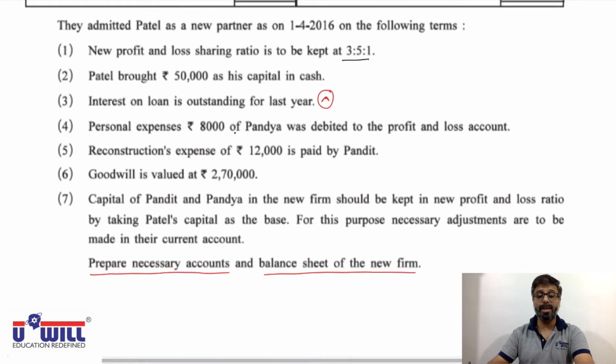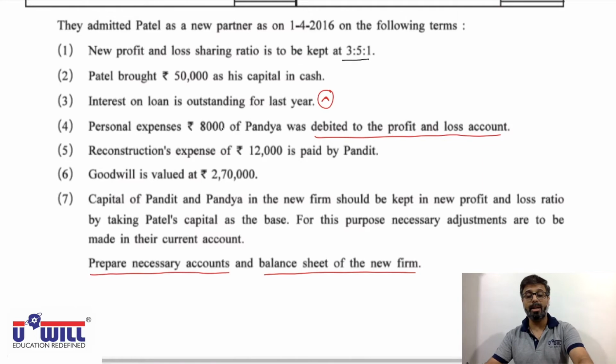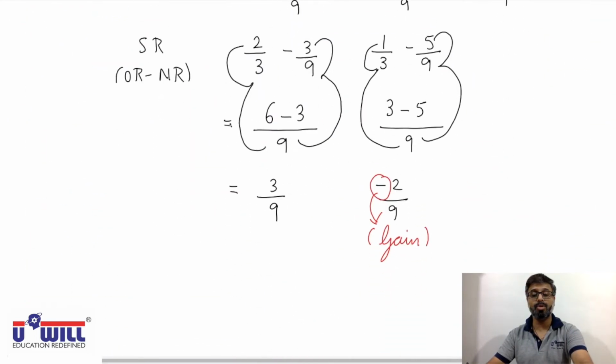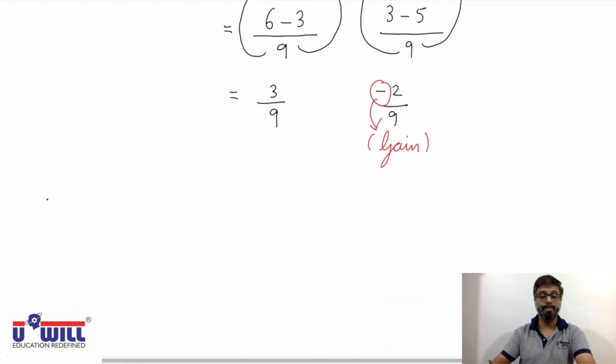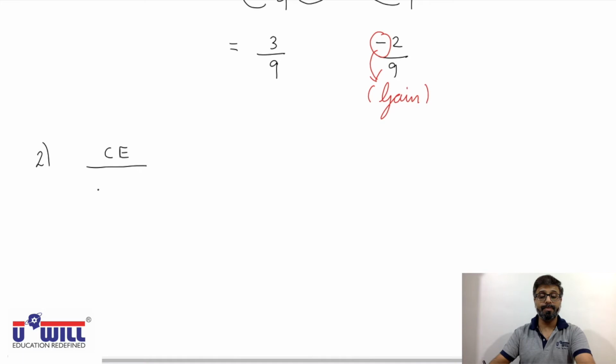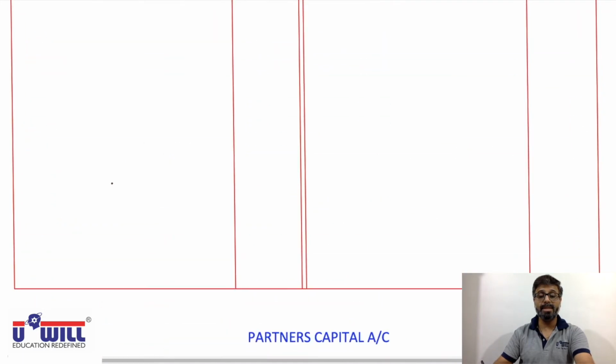Personal expense of 8,000 of Pandya was debited to the profit and loss account. That is a rectification to be done. Okay, personal expense but debited to the profit and loss account, 8,000. Let's make working note 2 for this. Now what should be the correct entry if a personal expense of 8,000 is incurred? Whose personal expense is that?